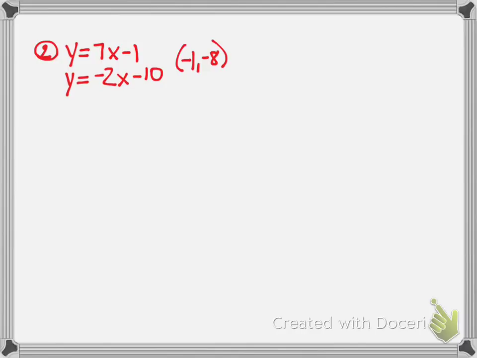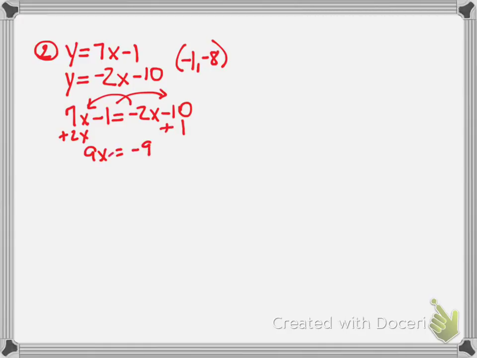Alright, so I'm just going to play this through and let you see what happens. If you got that, then you can skip. So we're going to set them equal, just like we talked about in the last one. We're going to move the 2x over, make that plus 2x, which is going to be 9x. I'm going to move the 1 over, make that positive, which is going to be negative 9. We're going to divide by 9, and x equals negative 1.